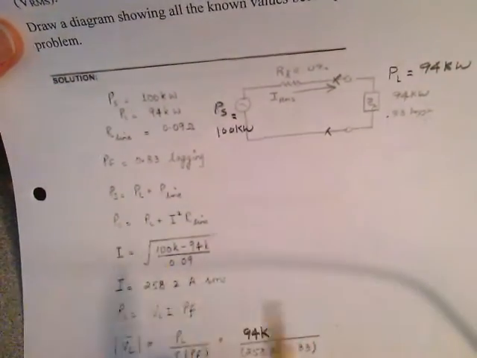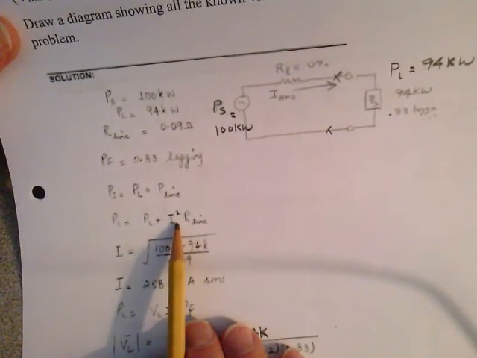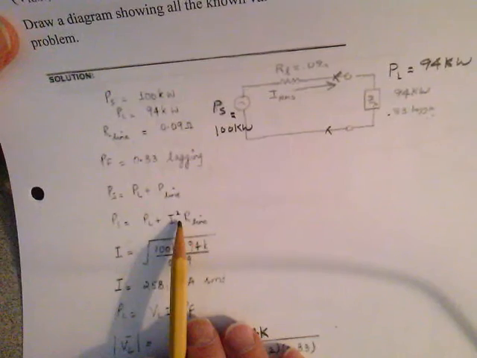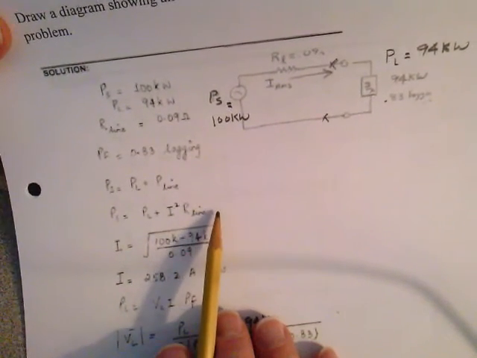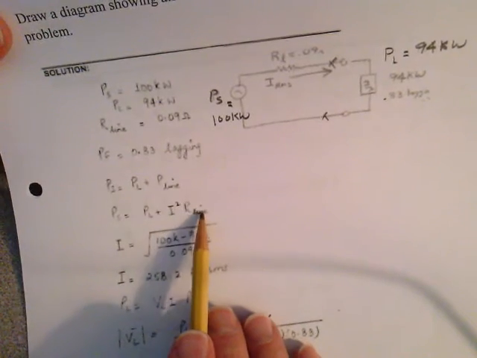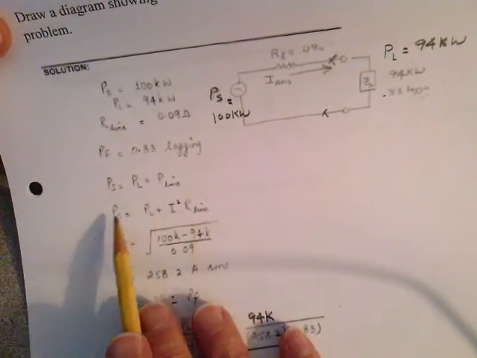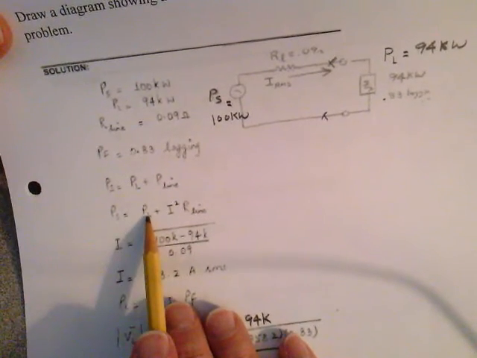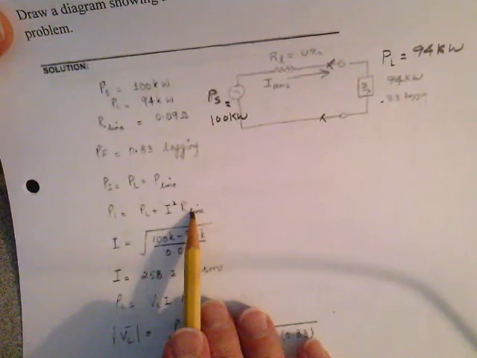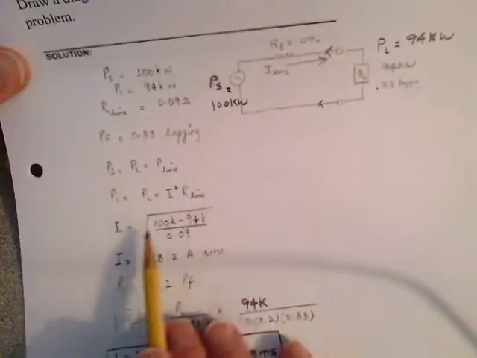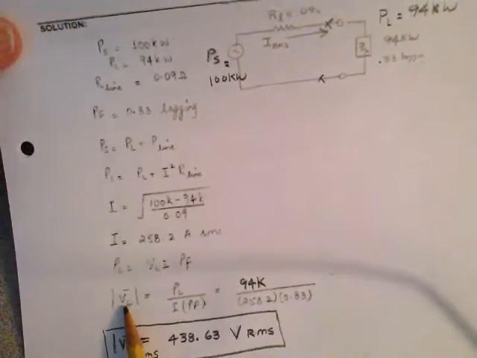So using that equation and knowing what the line voltage is, I can solve for the current. I know the power supplied, I know the power in the line, I know the line resistance. Isolate the variable, I get the current.